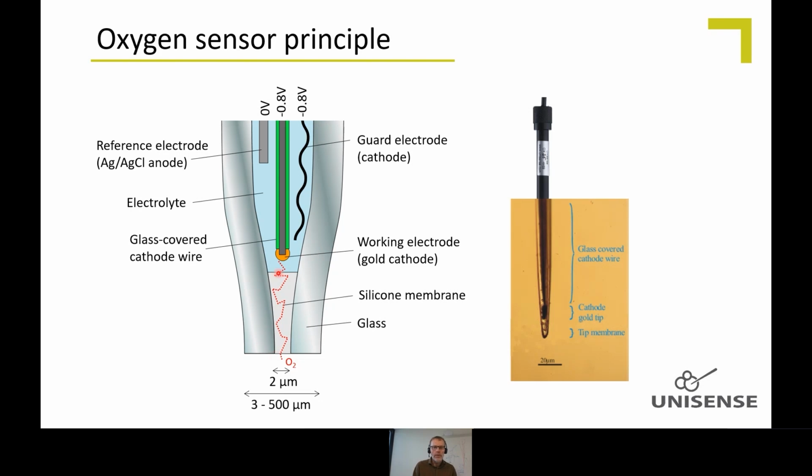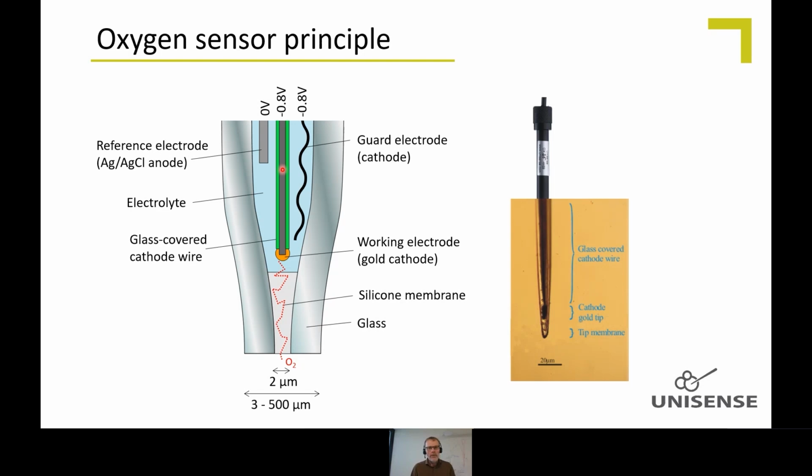The opening is closed here with a silicone rubber membrane, which is very permeable to gases, so all gases will pass freely through here and get into the interior of this sensor. At the same time, all ions will be excluded, so we have a chemically protected and also electrically protected environment inside where we can do the electrochemistry.